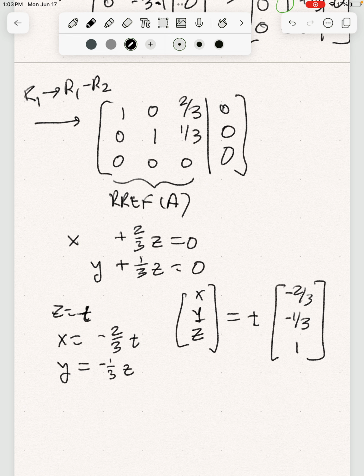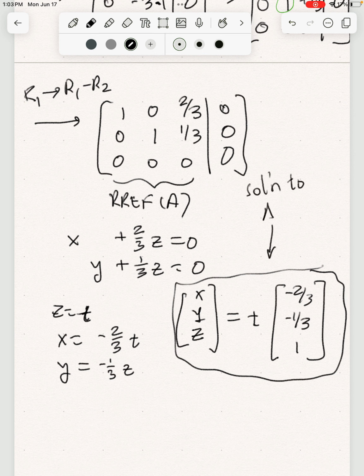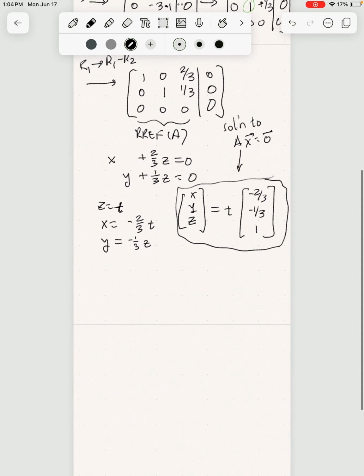Okay, so that's the homogeneous solution to Ax equals 0. This is a shorthand, saying for any constant t. So I have infinitely many vectors, one for each of the infinitely many values of t. Notice again that if you set t equal to 0, you just get 0, 0, 0. This is good because the homogeneous system always has the 0 vector as a solution. All right, so that's our Ax equals 0.